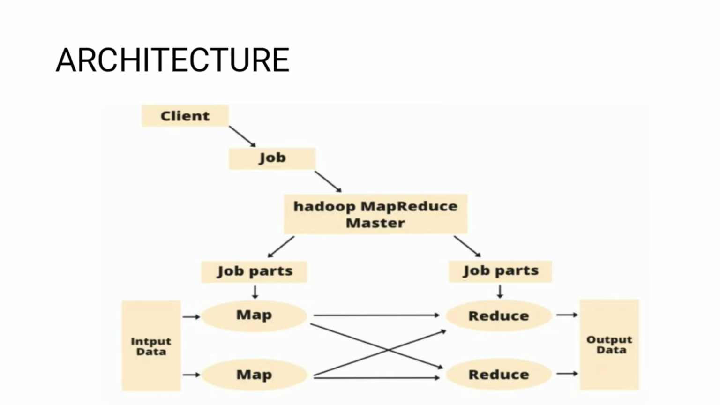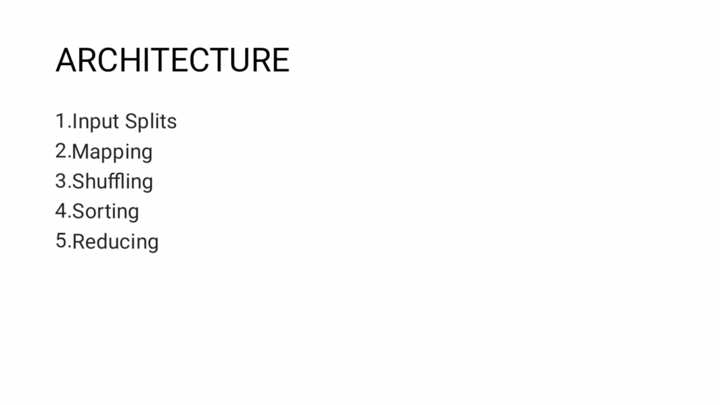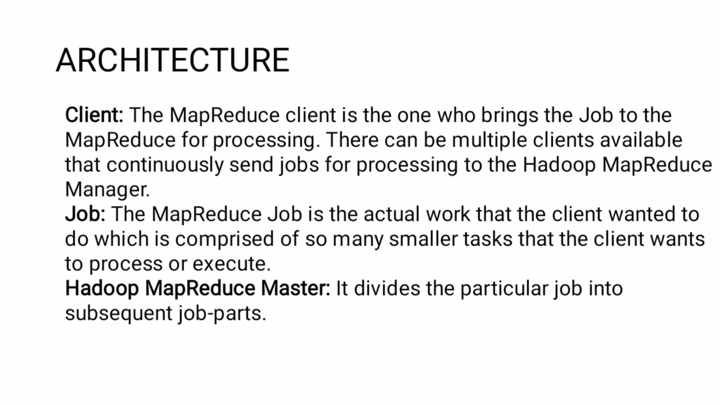Architecture. Input splits, mapping, shuffling, sorting, reducing. Client. The MapReduce client is the one who brings the job to the MapReduce for processing. There can be multiple clients available that continuously send jobs for processing to the Hadoop MapReduce manager.